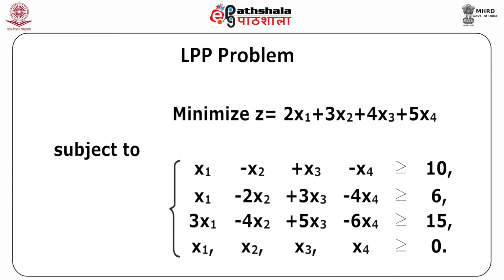Suppose we are given the LPP problem to minimize z equals 2x1 plus 3x2 plus 4x3 plus 5x4, subject to the constraints x1 minus x2 plus x3 minus x4 greater than or equal to 10, x1 minus 2x2 plus 3x3 minus 4x4 greater than or equal to 6, 3x1 minus 4x2 plus 5x3 minus 6x4 greater than or equal to 15, and x1, x2, x3, x4 all greater than or equal to 0.